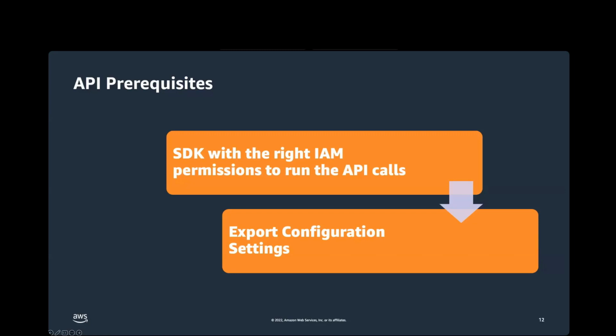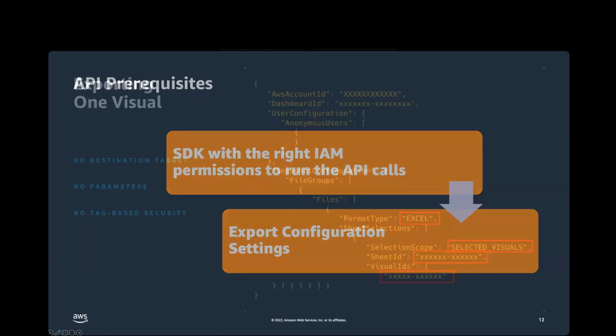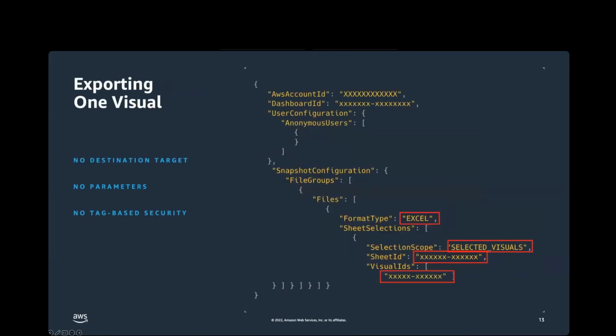We're going to start with the simplest one. By the simplest one, I mean one in which you just want to export one visual to an Excel file without specifying any destination target, any filters or parameters, and no tag-based security. The JSON configuration file that you need to create is as simple as the one that you see right now on the screen.